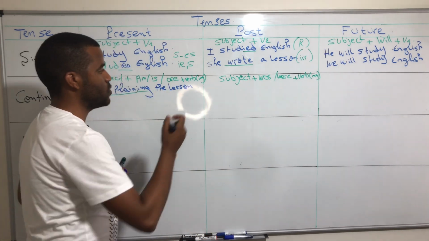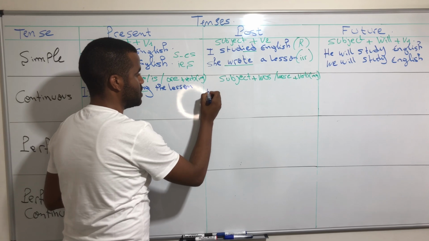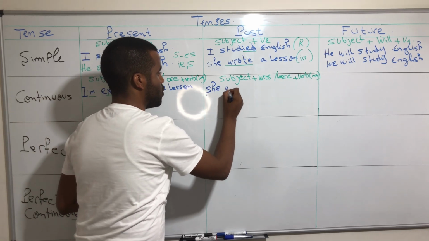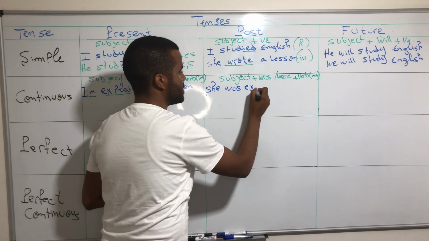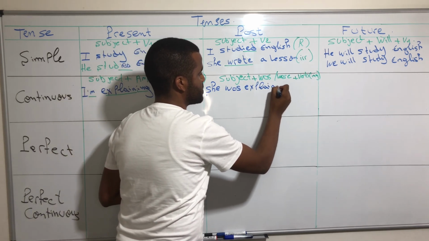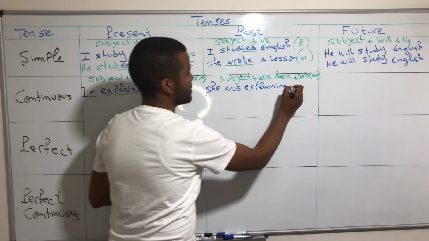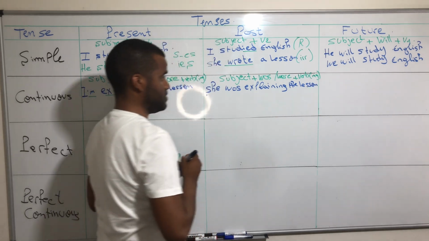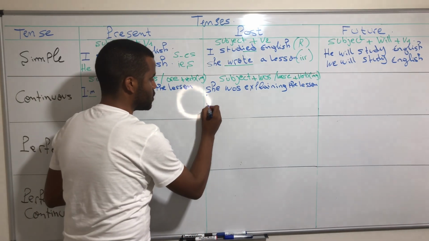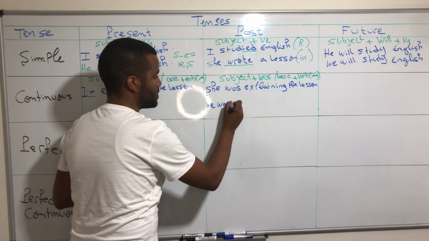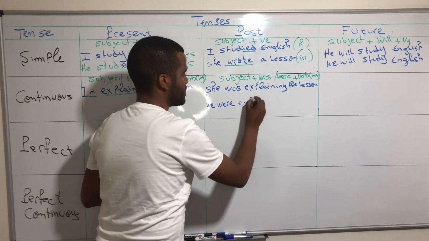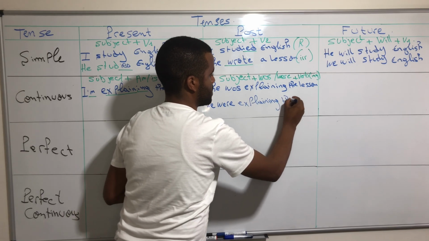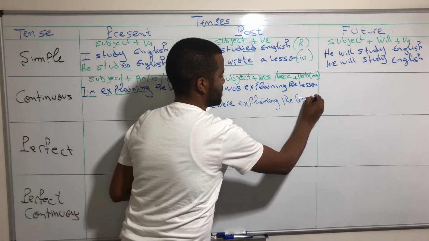Okay, we have subject, was or were, plus verb plus ing form. For example, we can say she was explaining the lesson. Okay, she was explaining the lesson. Or we can say we were explaining the lesson. So we were explaining the lesson.